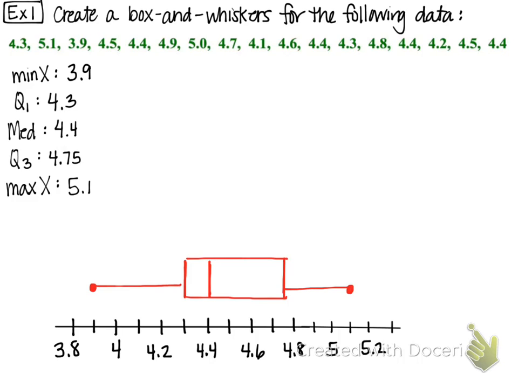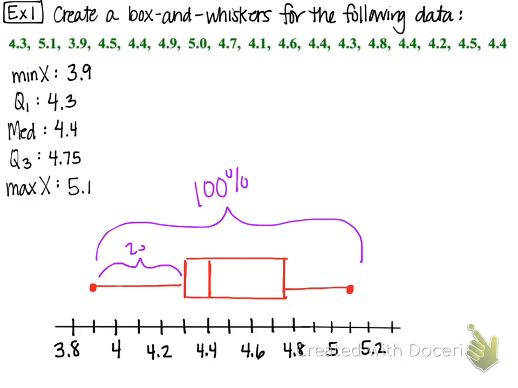Now I want to discuss a couple of things about your box and whiskers plots. Now between these two numbers is 100% of your data. Now between here and here is 25%. Between here and here is 25%. Between here and here is also 25%. And between here and here is 25%. So it breaks your data up into like 4 different pieces.